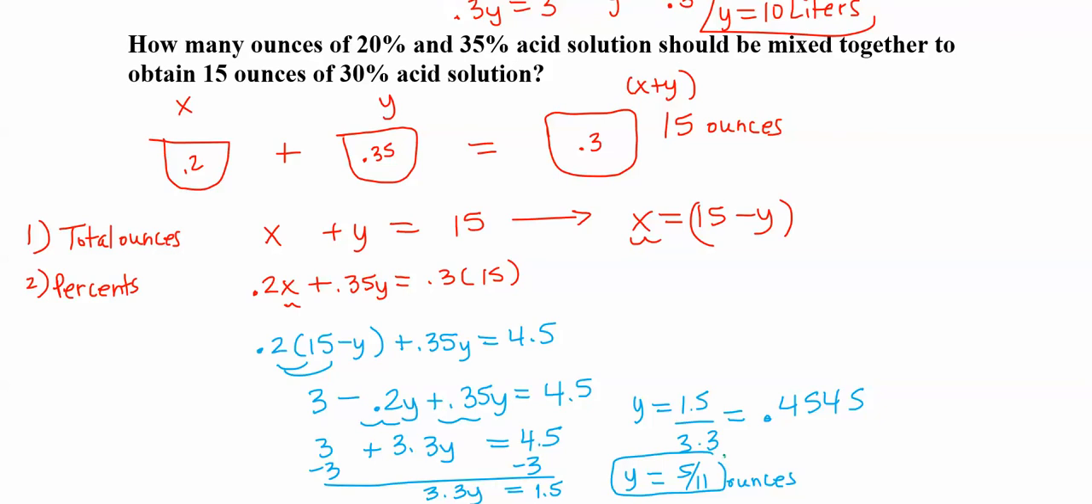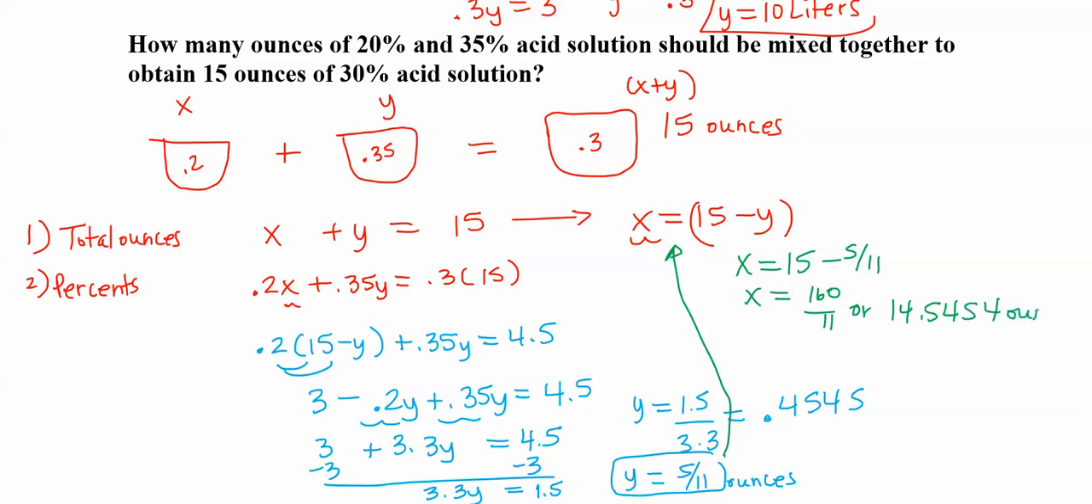So I want to look for my x equals equation. X is 15 minus 5/11, so you could do 15 minus 0.45. So x is equal to 14 6/11, or 14.5454 ounces.